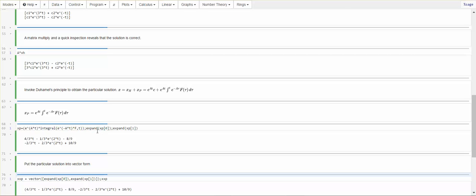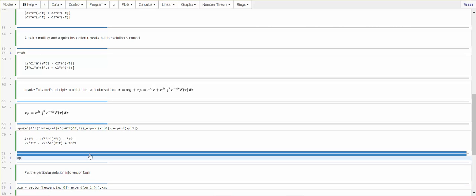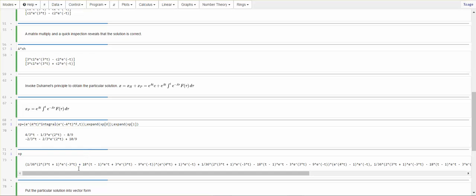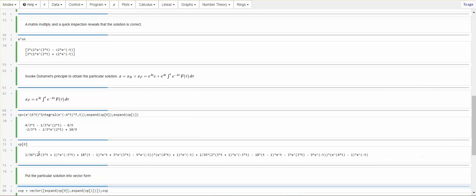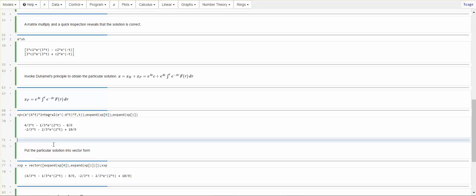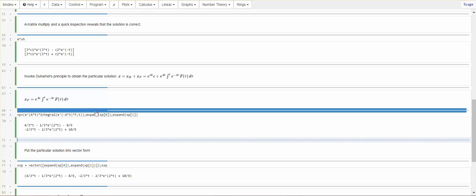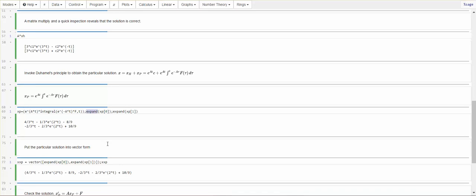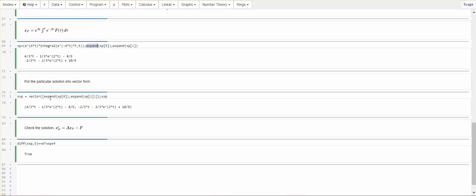And without these expands, my x p would look something like this. Okay, a big mess. Even if I just looked at the first component, it would still be a pretty big mess. And you can see it looks like it can be simplified a little bit. That's what expand does for me, it simplifies these vectors. And this is what it looks like when it's simplified. So it's a nice little command to use. All right, and then I'm going to put these into a vector.